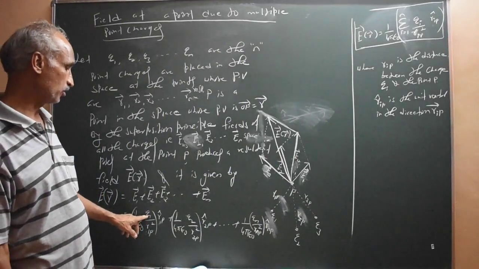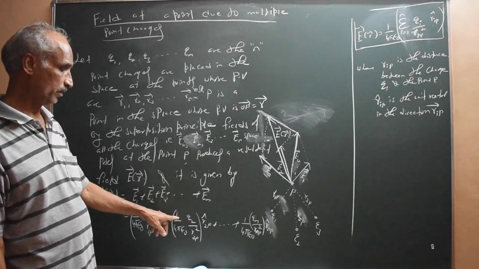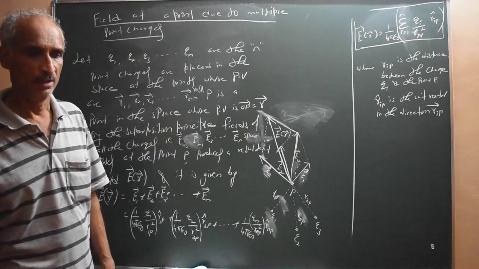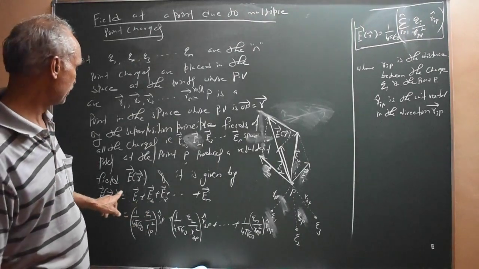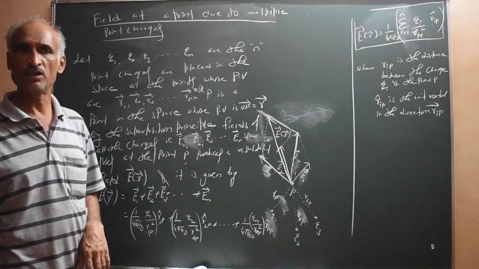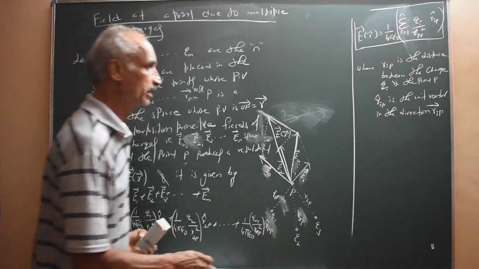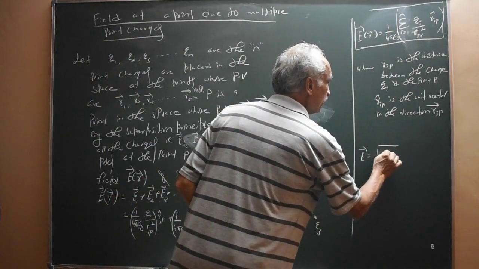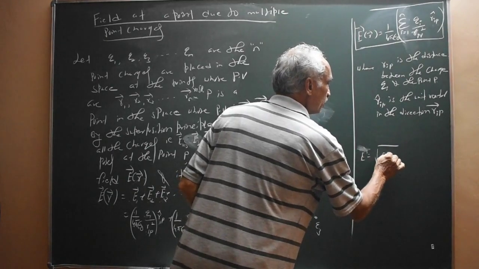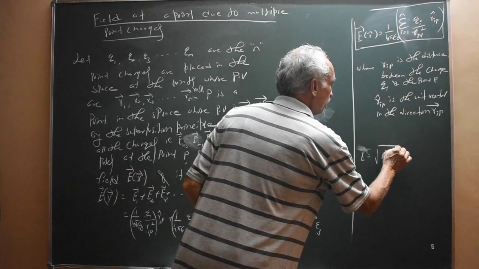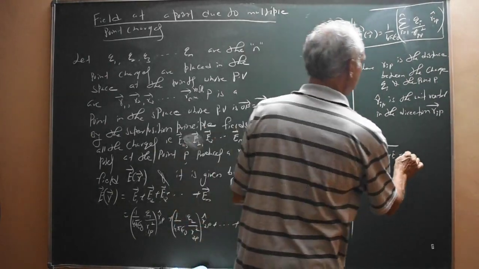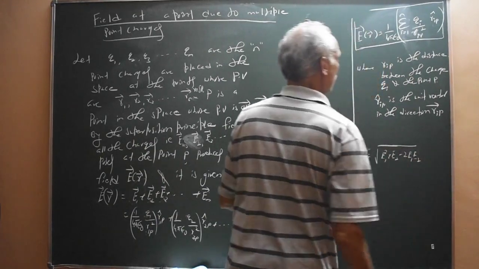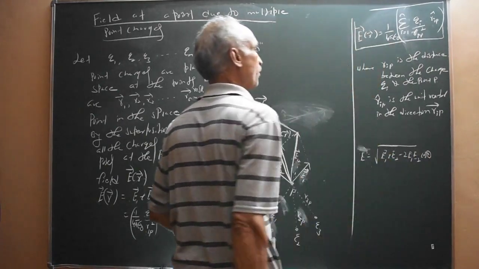You have to decide the direction of the individual field. Or, I'm sorry, after working out the magnitudes E1 and E2 separately, we can work out the magnitude of the resultant vector E bar using the expression: E is equal to root of E1 square plus E2 square minus 2 times E1 E2 cos theta, where theta is the angle between E1 bar and E2 bar.